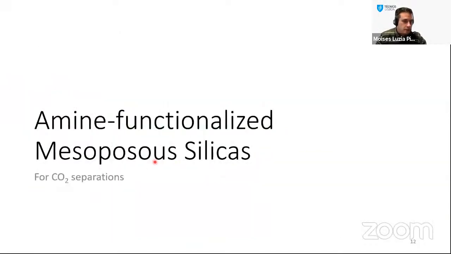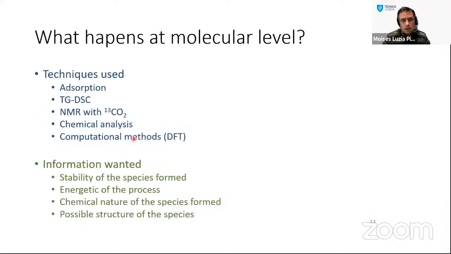We have also developed significant work in amine functionalized mesoporous silicates. These have been used for CO2 adsorption. Functionalized amine silicates have been used very much in the last decades. But what we wanted to understand is really what is going on at molecular level. So we use several techniques, including some advanced NMR techniques and computational DFT methods.